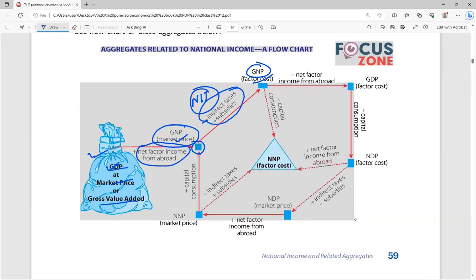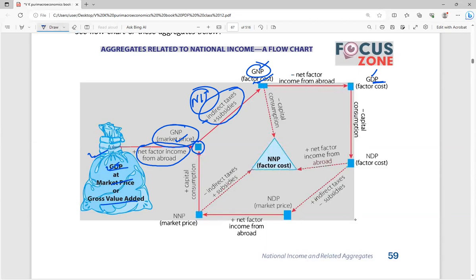Now the arrow goes in this side. See that I am subtracting NFIA. Net factor income from abroad I have subtracted. If net factor income from abroad is subtracted, the only change is what? National to domestic. See that? Factor cost, gross, national to domestic. Clear? Is that fine up to this? It is fine.